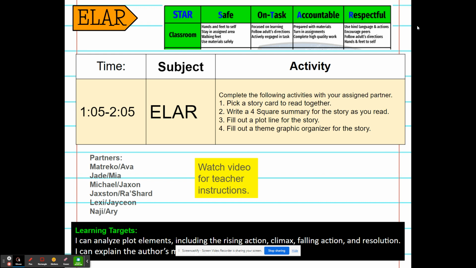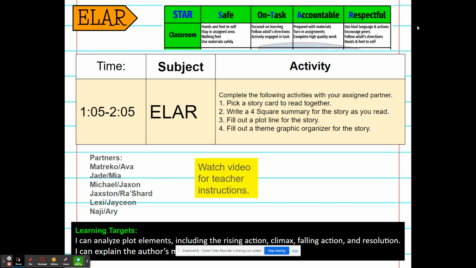There are two stories to pick from. One story is called The Elephant and the Blind Men. And the other story is called The Golden Bird. These are cards that open up that you're going to read. You only need one card per partner. So like Matreko and Ava, your partners, and you will have one card and you can pick from either story. And that goes for all of the other partners. Notice I have listed the partners on the screen and I expect you to follow those partners.